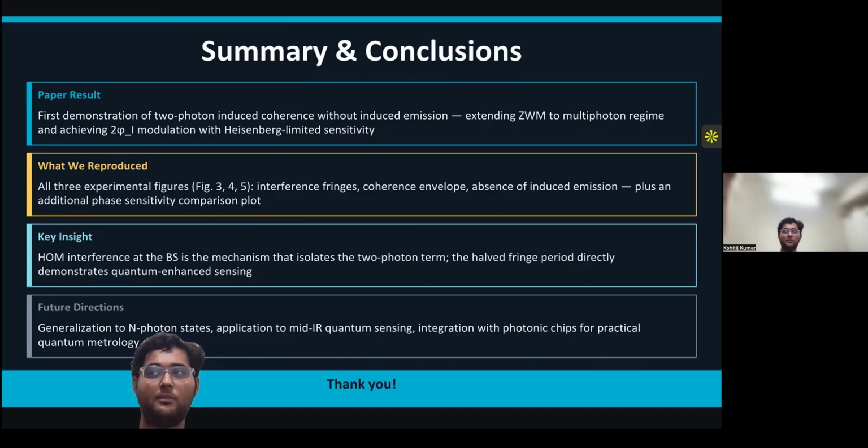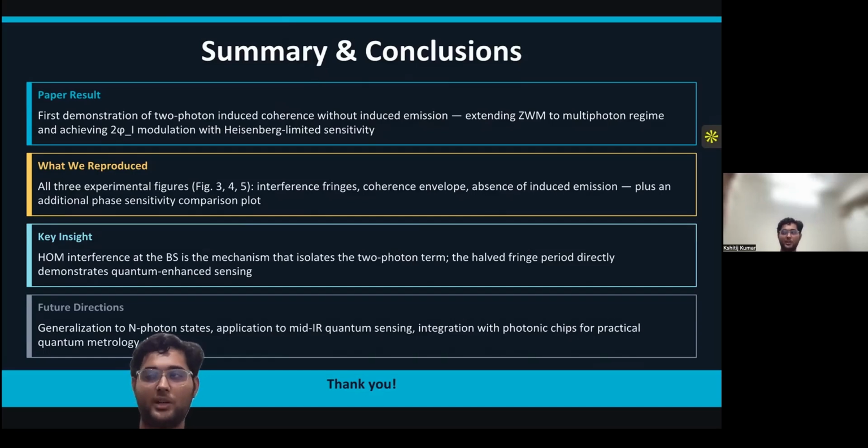So the signature is unambiguous. A phase shift phi on the undetected 1016 nanometer idler produces a 2-phi modulation in the detected 632 nanometer signal. The coincidence fringe period halves from 508 to 254, and they confirm the without induced emission part rigorously. Unblocking the idler produces no change in the single photon count rate, and the coherence is purely from quantum indistinguishability.